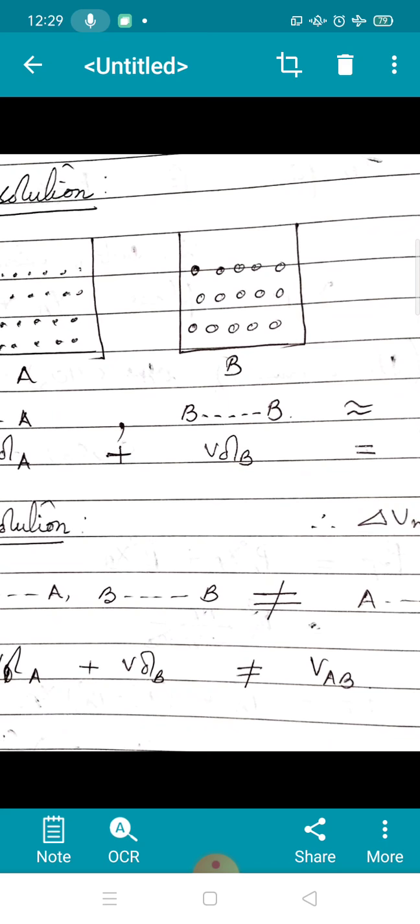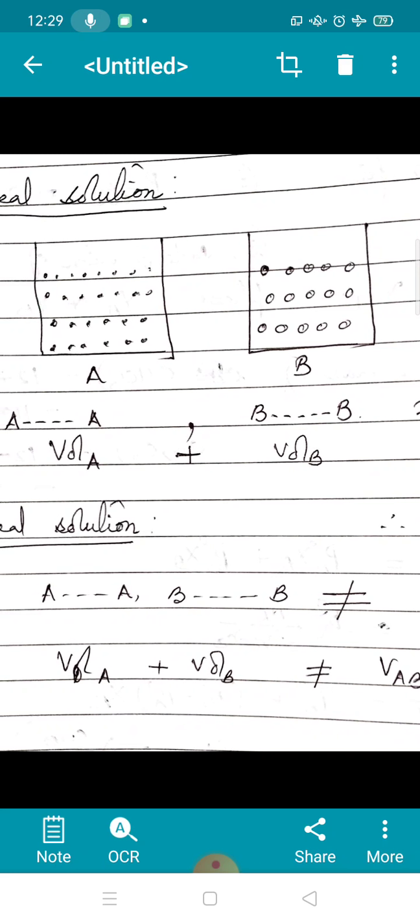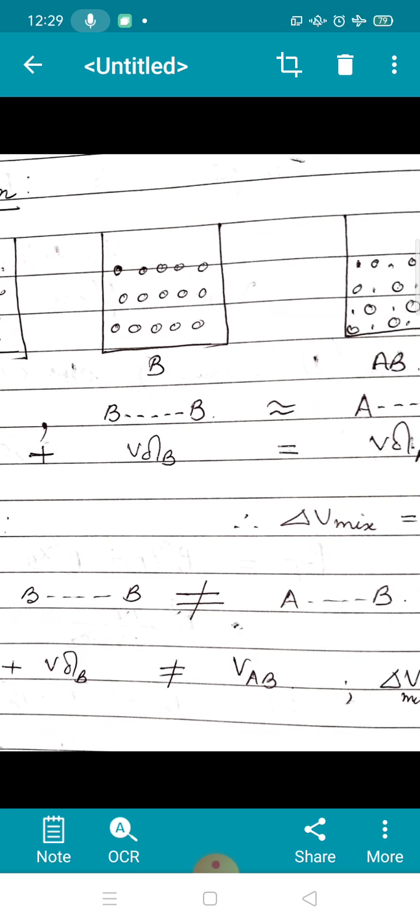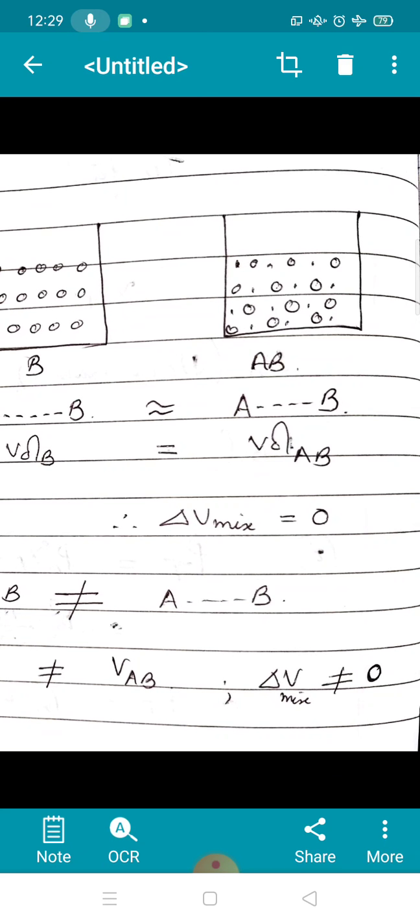As I have given you the example, if component A is 10 ml and component B is 20 ml, then the final volume is 30 ml. So 30 minus (10 plus 20), does it make it 0? Yes. So it becomes 0.